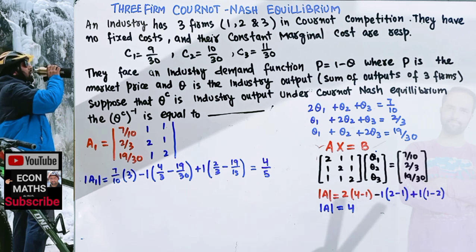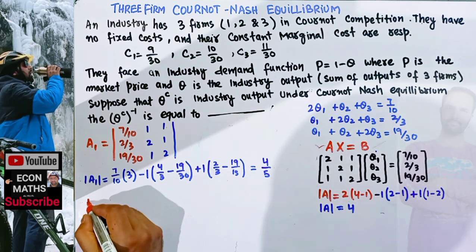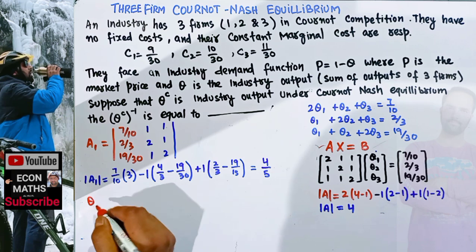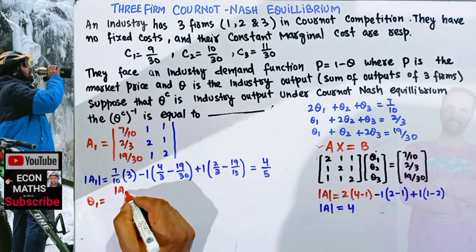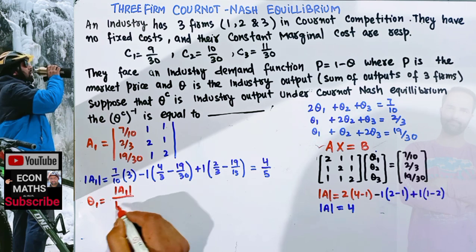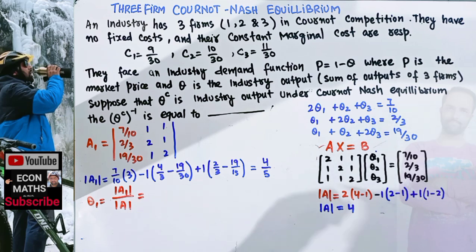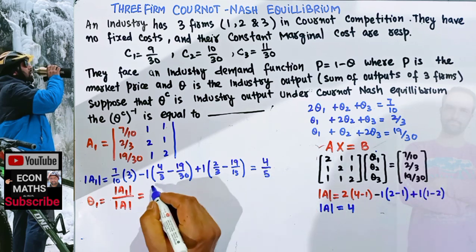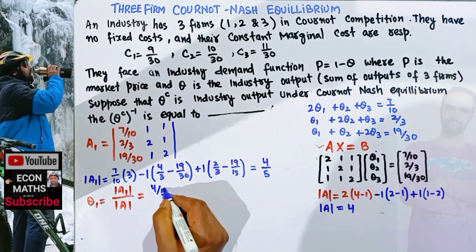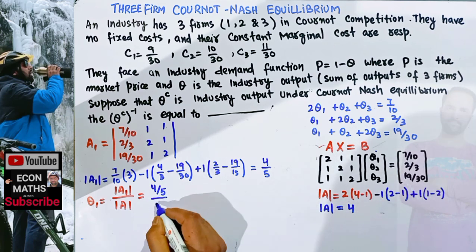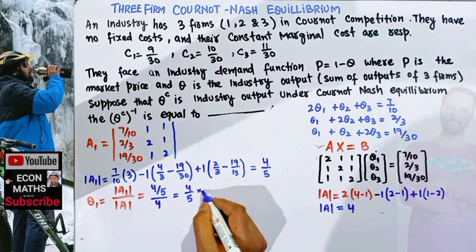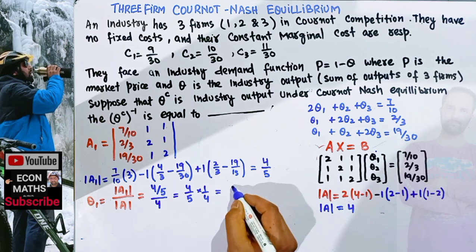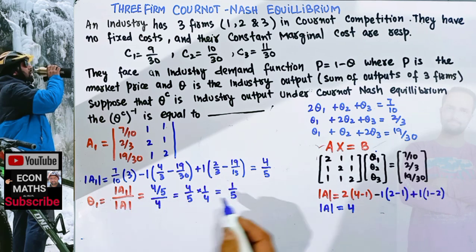Now what will be the value of Q1? Q1, that means quantity supplied by firm 1 will be equal to the determinant of this new matrix, that is A1, divided by the determinant of the coefficient matrix, so here we have 4 upon 5. To this we divide this 4, this will become 4 upon 5 into 1 upon 4, that means we will get 1 upon 5. That means quantity supplied by firm 1 will be equal to 1 upon 5.